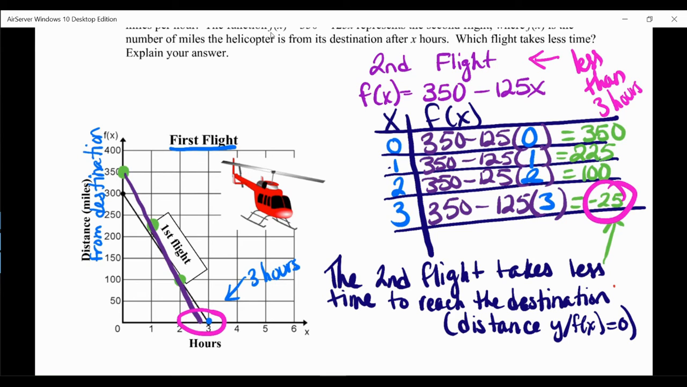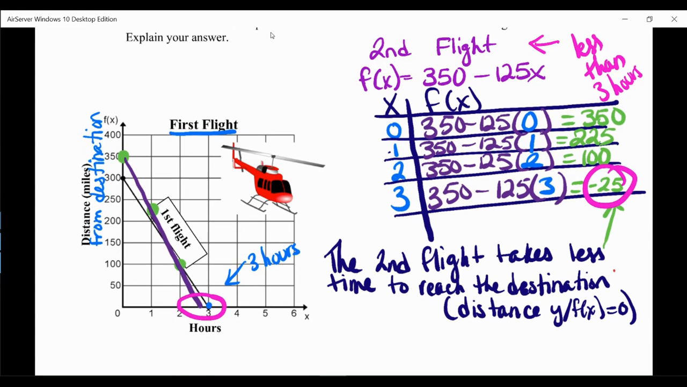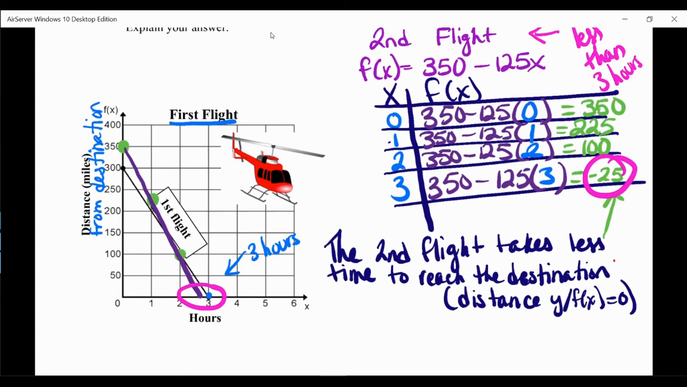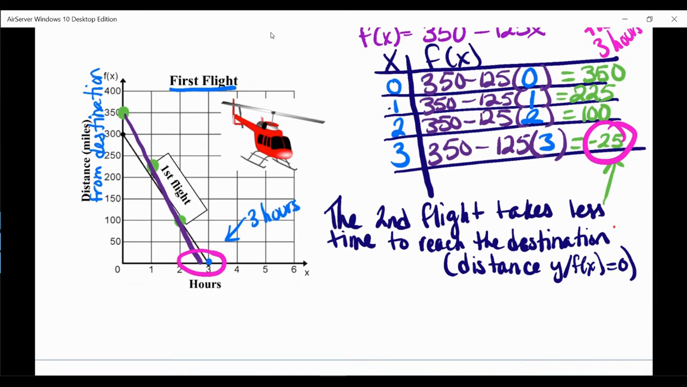So that distance, that y value, f of x, equals 0. When that happened, the second flight had a smaller x value. It had fewer hours. So that's how we would determine who got there faster graphically. We can also do it algebraically.